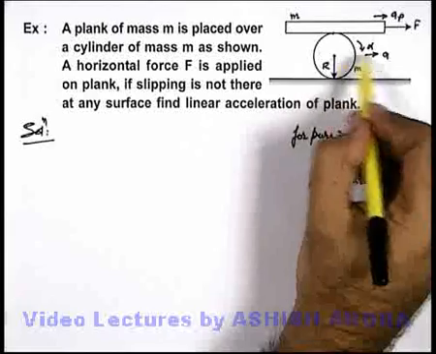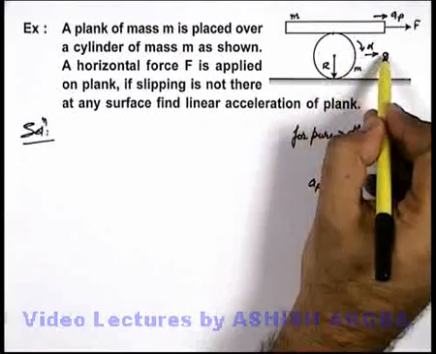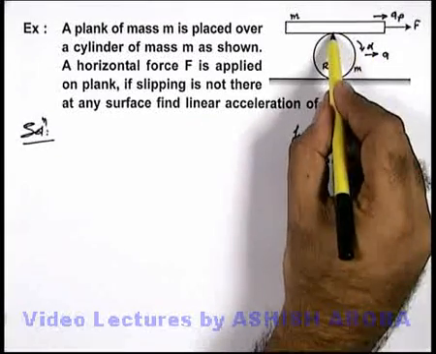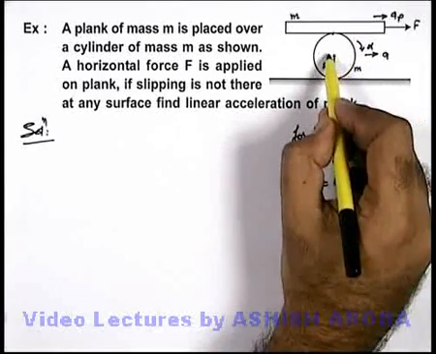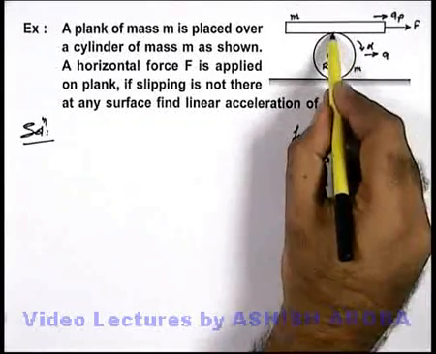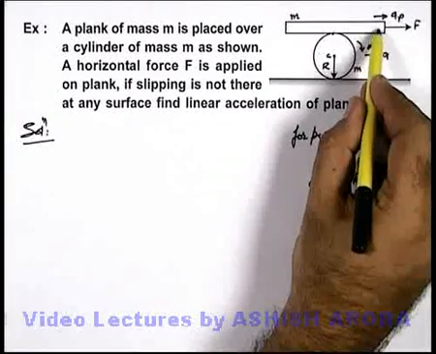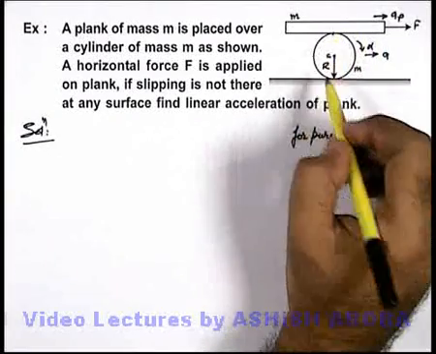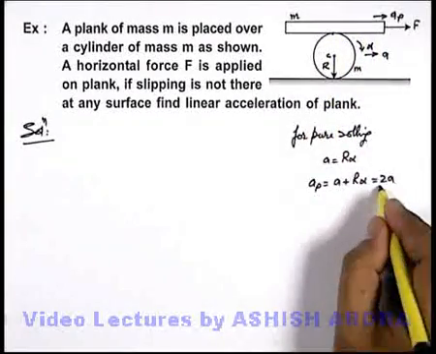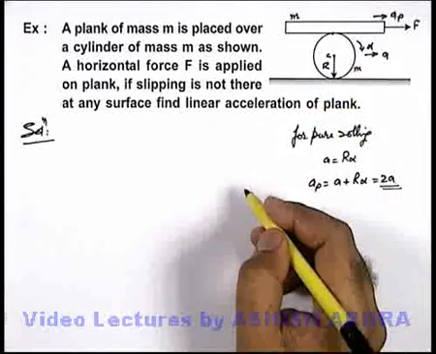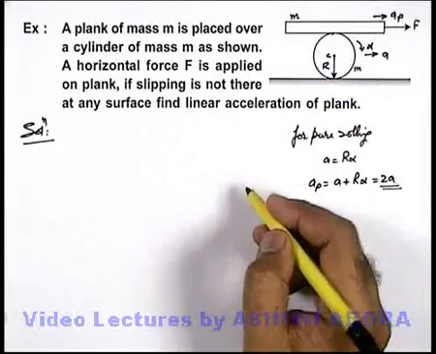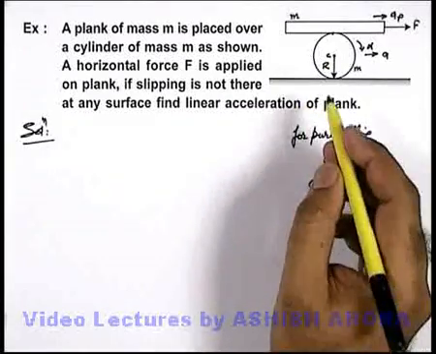The reason is, with acceleration a the cylinder is moving, and the topmost point of the cylinder has a linear acceleration r alpha with respect to the center. So the total acceleration of the plank, which is equal to that of the topmost point of the cylinder, is equal to 2a. Now, if we write the equation of motion for the two bodies, cylinder and plank, let's first analyze the direction of friction.